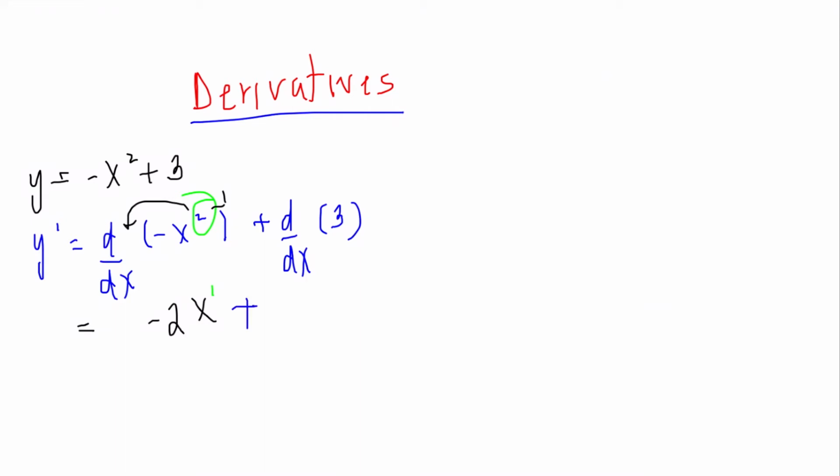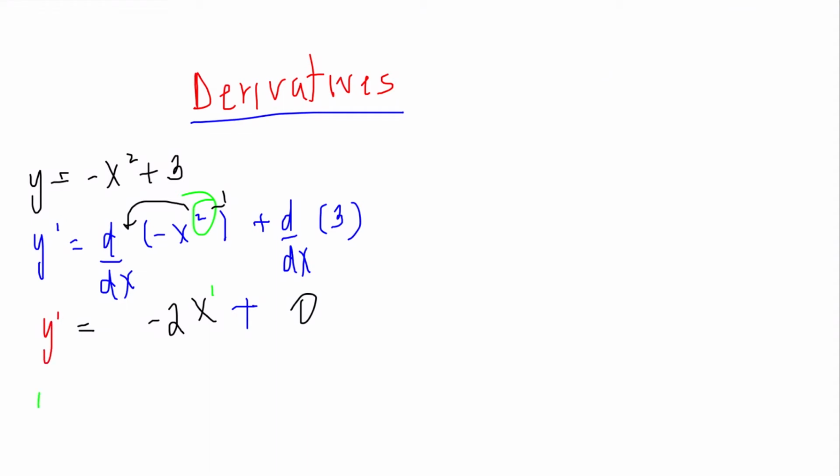the derivative of 3. It is a constant, it's not followed by an x, so it's going to be 0. The derivative of a constant is 0, and we're going to see that in the constant rule. That's how we got the first derivative, the y prime.